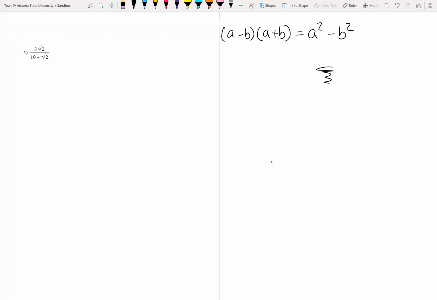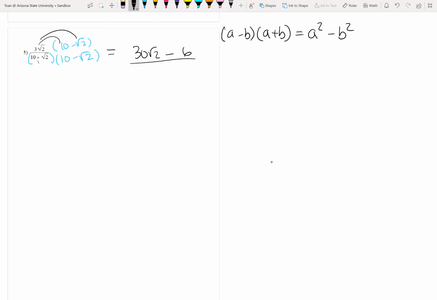So the idea, if we want to get rid of the square root that's part of a binomial, you have to multiply by the conjugate. What you do to the denominator, of course, you got to do to the numerator, and just go ahead and distribute. So that's 30 radical 2 minus 3 times 2 is 6, because when you distribute, radical 2 times radical 2 is just a regular 2.